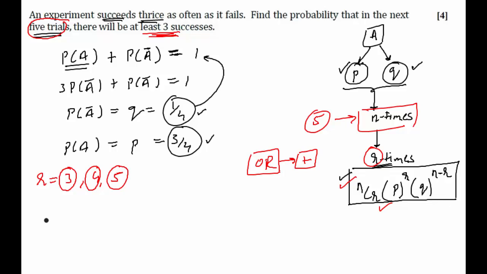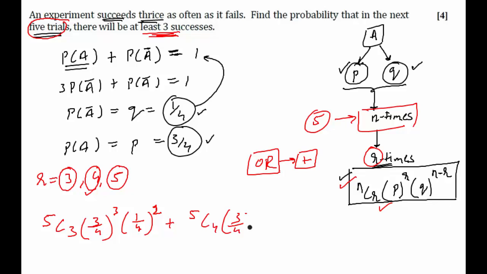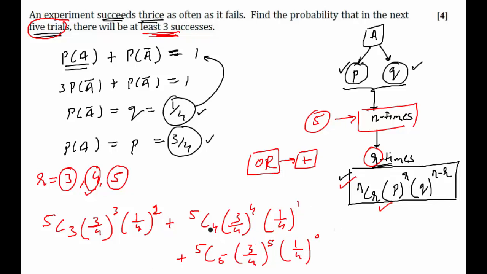It will look like this: 5C3 into success, 3 by 4, to the power 3, into failure, 1 by 4, to the power 2. Then the second case is when I get 4 successes. For 4 successes I will write 5C4, success 4 times, and failure only 1 time. The third case is when I get success all the time, which means success is there 5 times and there is no failure. So you will have to just simplify these values.